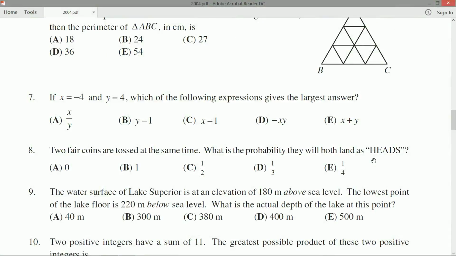So what have we got? Two fair coins are tossed at the same time. What is the probability that they will both land as heads? Okay. So this is a very basic probability style question, but people can still get this thing wrong.